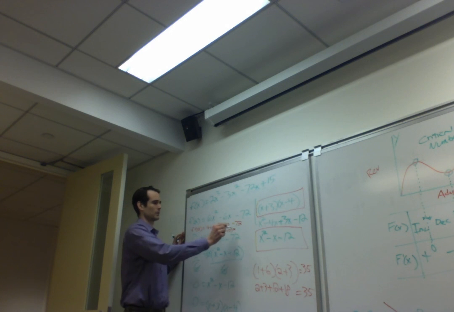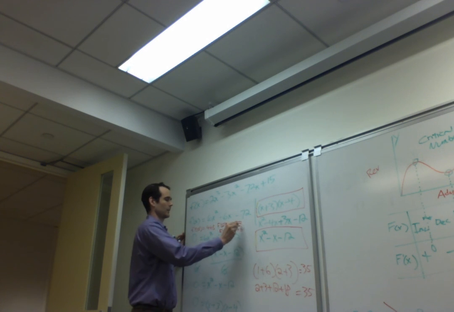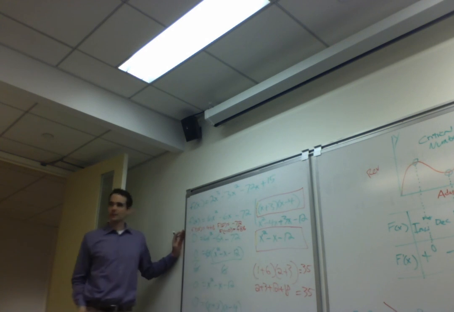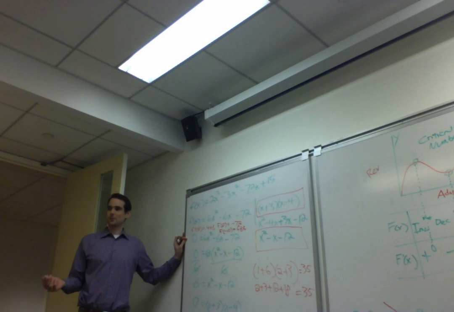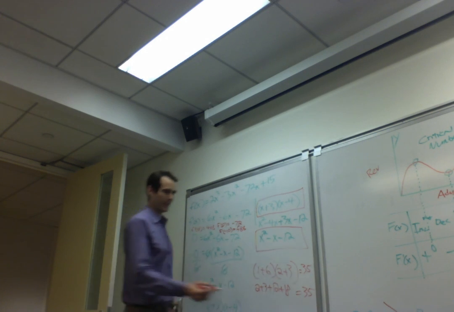How much? 588. 588. Okay, good. Is it positive or is it negative? Positive. So what's happening to the initial function at x equals -10? Increasing. Okay.